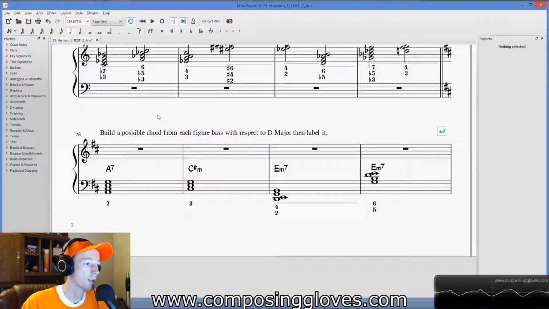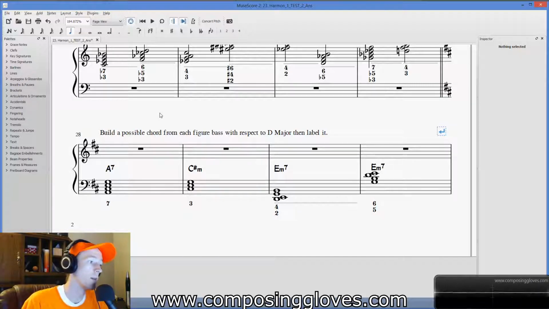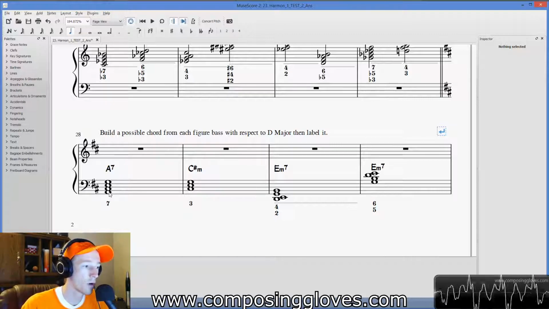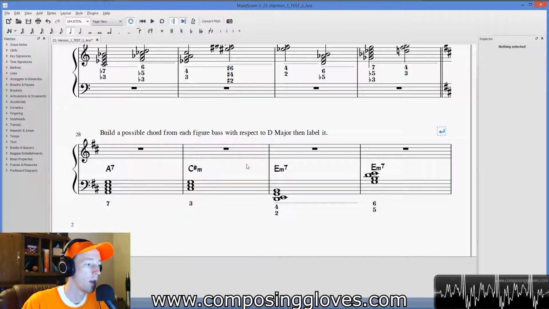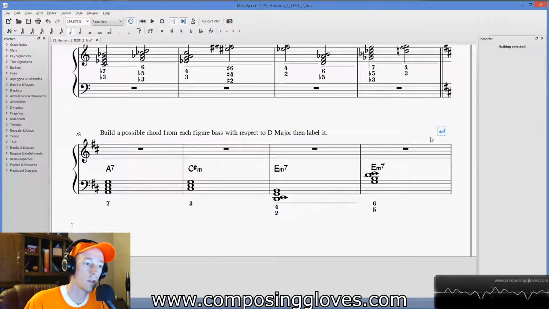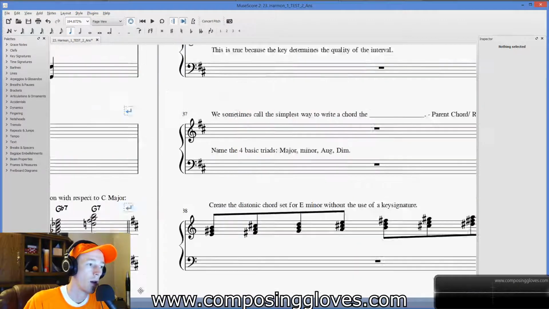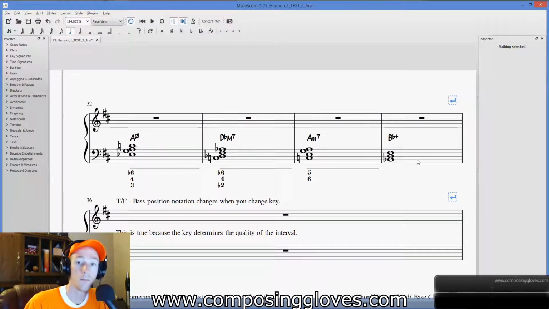Okay, build a possible chord from each figure bass with respect to D major, then label it. All right, so here are our possible chords. So we were given these notes, and I kept everything short, and I kept it on the bass clef. I didn't go across the grand staff, so oh well. And there you go. These are all possibilities. These are the easiest ones, so that's what I did. Moving on.